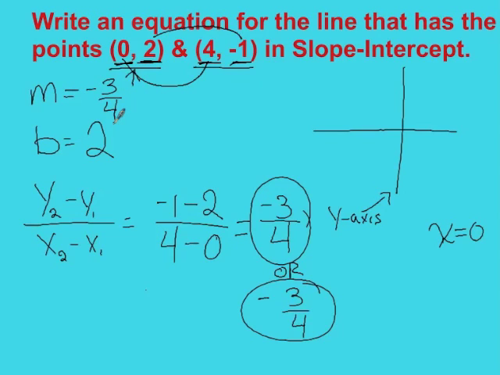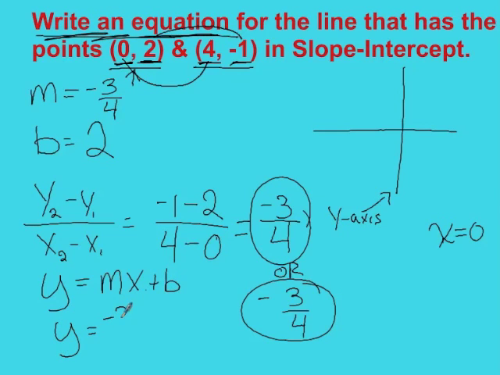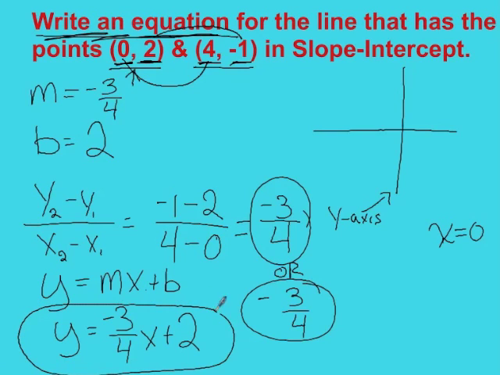And having all that information now, we need to put it in our equation. It's not asking for what the slope is between the two. It's asking us to write an equation. So we need to write it in slope-intercept form. Y equals mx plus b. My m equals -3/4. So -3/4 times x plus whatever my b is, which is 2, and it's positive, so it's going to say a plus this time. So my equation now is y equals -3/4 x plus 2.